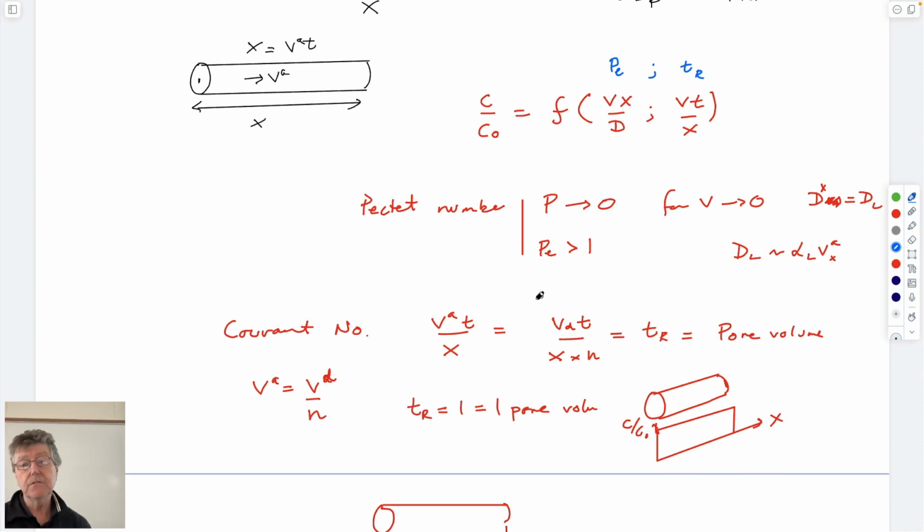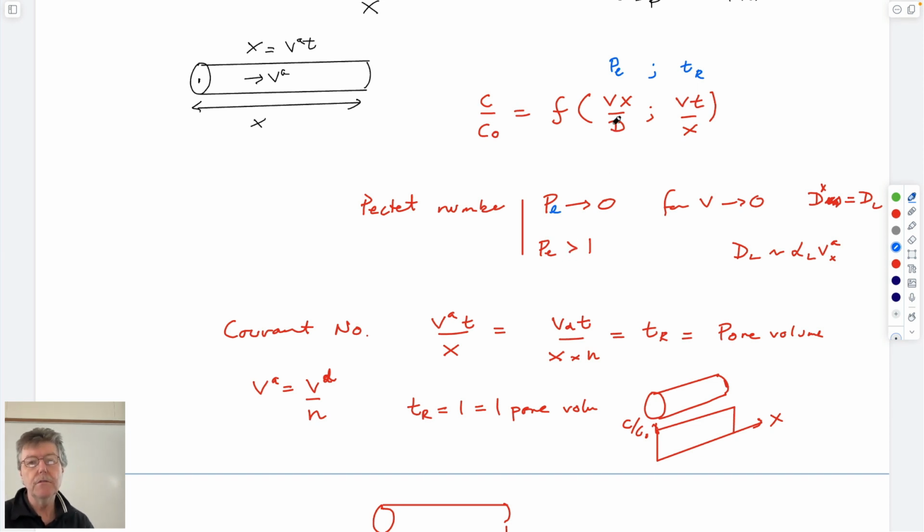And describing what the Peclet number is. If the Peclet number is 0, then that means that the velocity is 0, right? If v is 0, then the velocity is 0, and it means it's completely controlled by diffusion. If the Peclet number is greater than 1, I said 10.